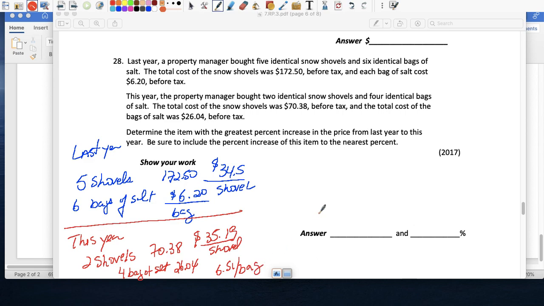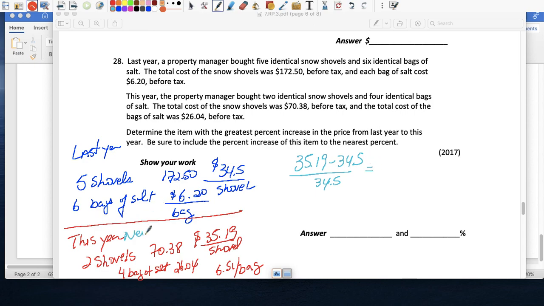So they want the percent of increase. Determine which item had the greatest percent of increase from last year to this year. So you have to do new minus old. Let's do it for the shovels. For the shovel, the new price is $35.19. The old price was $34.5, over $34.5.